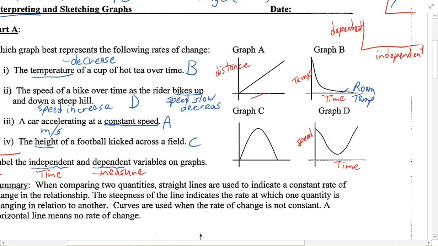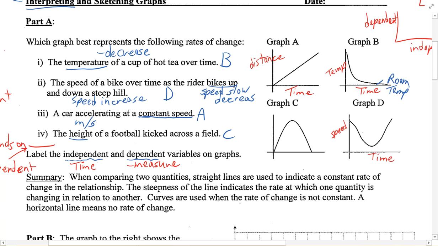Distance over time. Okay, and that's a tough one because you have to figure out what acceleration is. Okay, and here, let's use this as km, not meters per second. We'll assume the car starts going very fast. Height of the football as it's kicked across the field. Okay, so we have time as your independent, and we're measuring the height. Your height is your dependent.